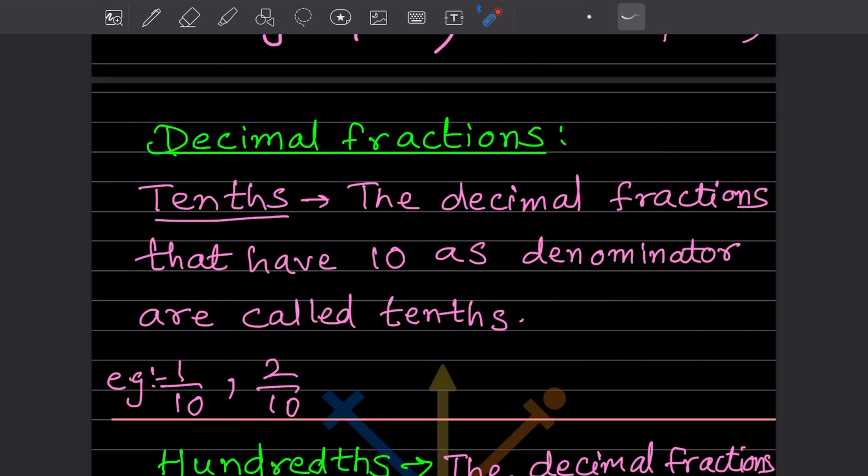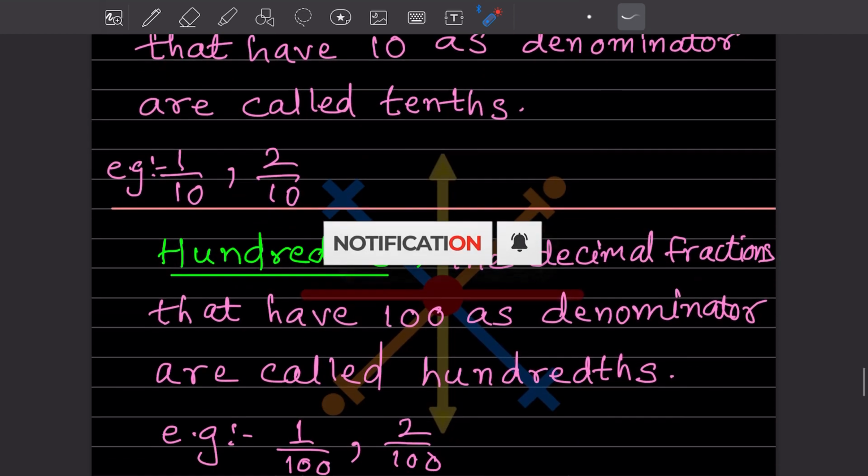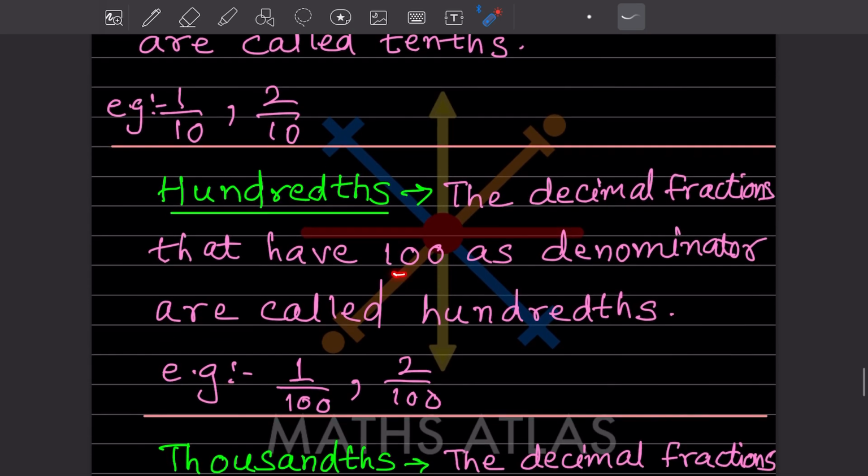Now if it is 4.2, I write 2 divided by 10. So the denominator is going to be 10, and that is called tenths. And now for hundredths, what is that? The decimal fractions that have 100 as a denominator. So this will be 1 by 100, and this will be 2 by 100. That is called the hundredths place.